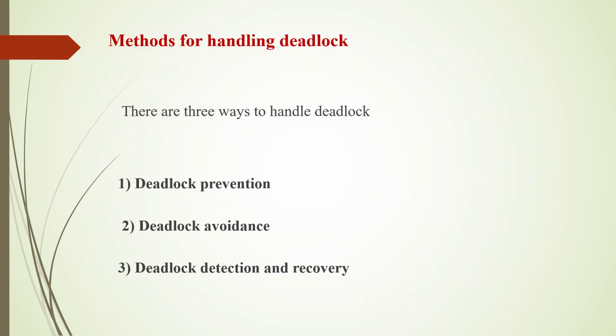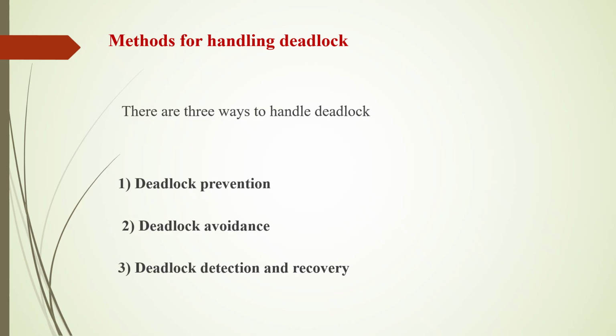Now let's discuss the methods of handling deadlock in an operating system. There are three main methods used to deal with deadlock. These are deadlock prevention, deadlock avoidance, and deadlock detection and recovery. The first method is deadlock prevention. In this approach, the operating system prevents deadlock from occurring by ensuring that at least one of the four necessary conditions for deadlock is never allowed to happen. For example, it may force processes to request all required resources at once or allow resources to be shared whenever possible. Since one of the necessary conditions is removed, deadlock cannot occur.